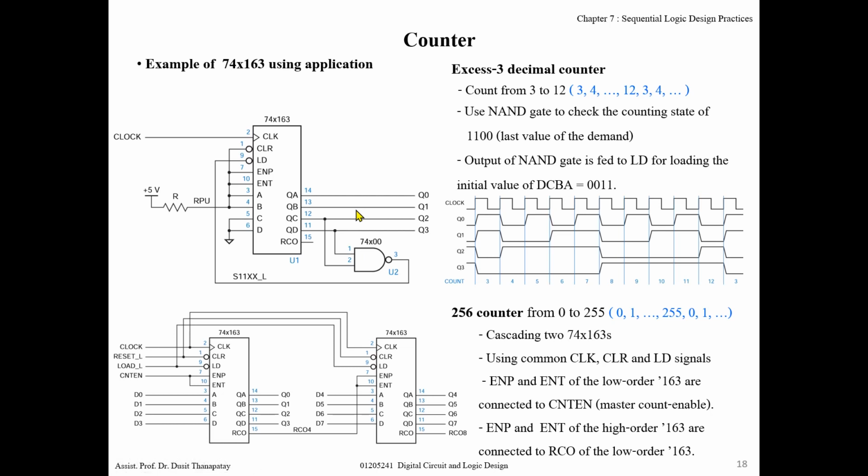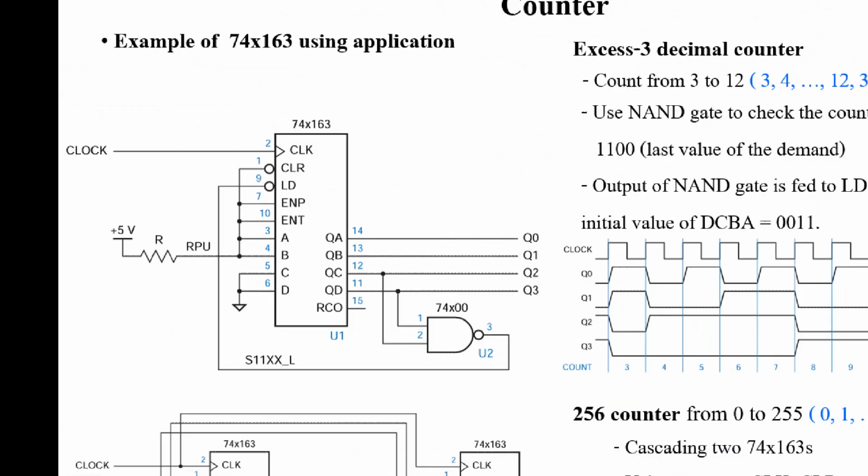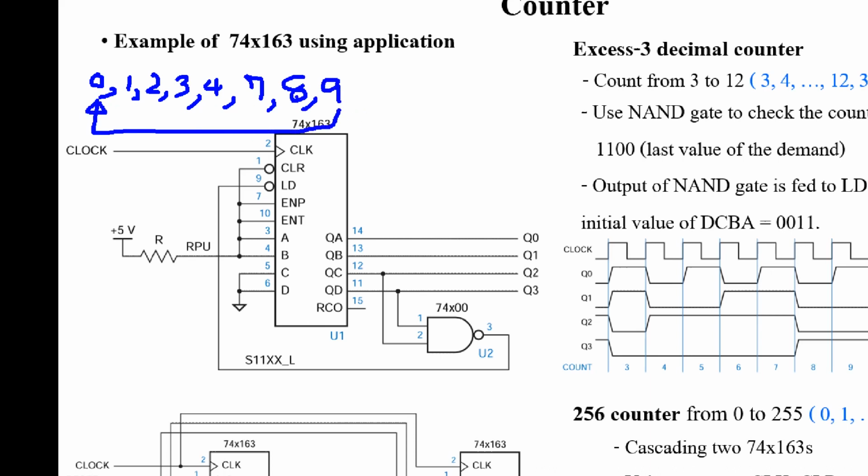And another example. What happens if I want to count with this sequence: 0, 1, 2, 3, 4, 7, 7, 8, 9, and then back to 0 again? What should you do?